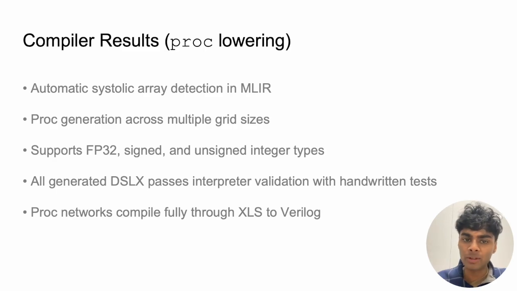The second category we evaluated is systolic arrays, which require lowering Allo spatial abstractions into explicit proc networks. We generated arrays across multiple grid dimensions and for several data types, including floating point and signed and unsigned integers.